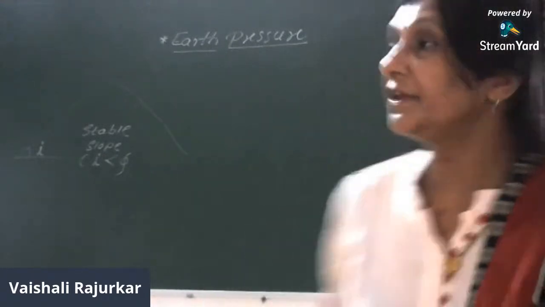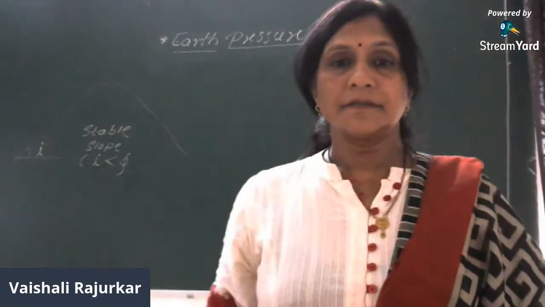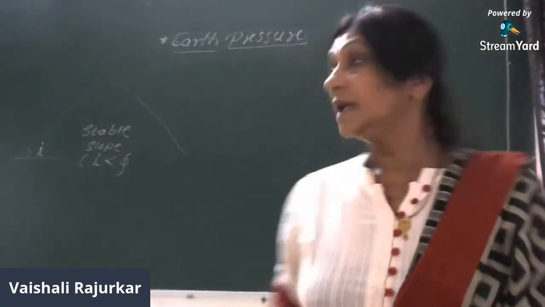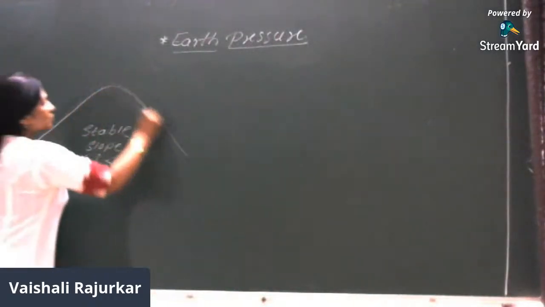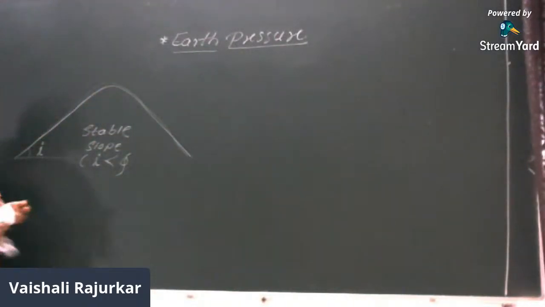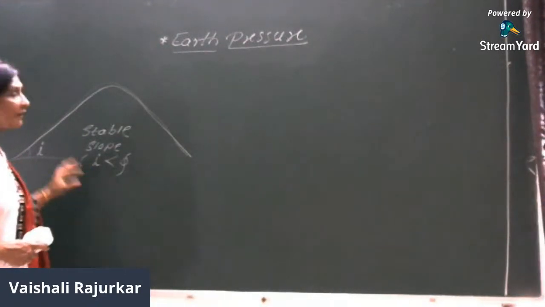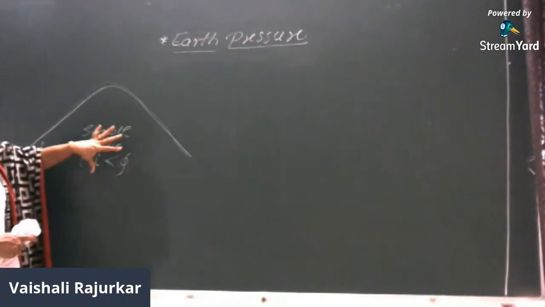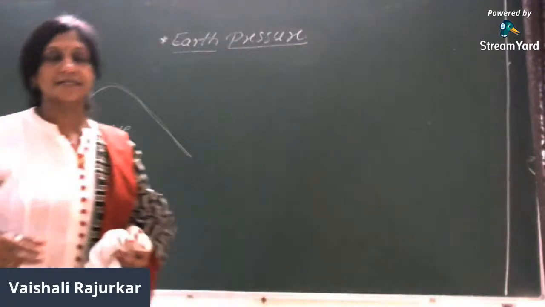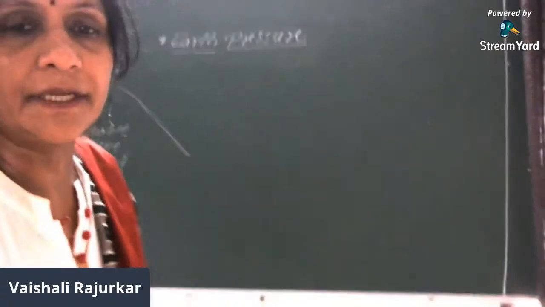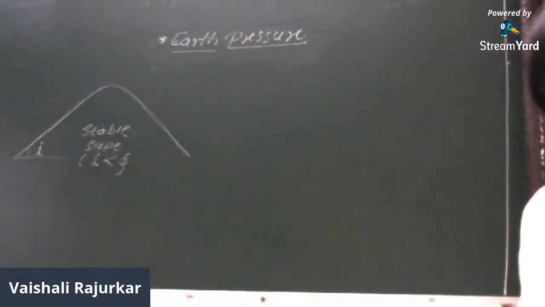First, we will get some idea about stable slopes. Here you can see this soil mass, which is considered to be the sloping ground. Suppose we assume this is a natural hill. This natural hill is in a stable condition.